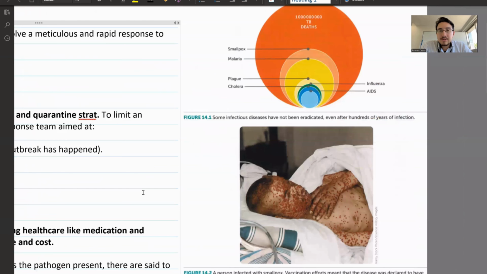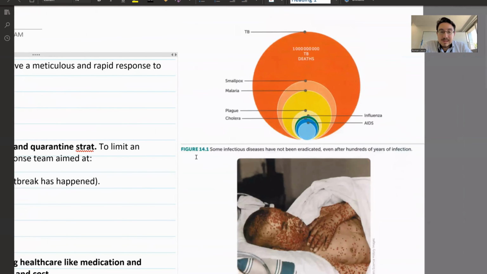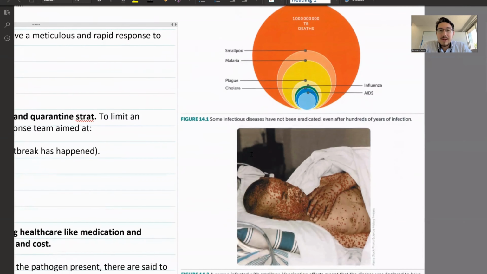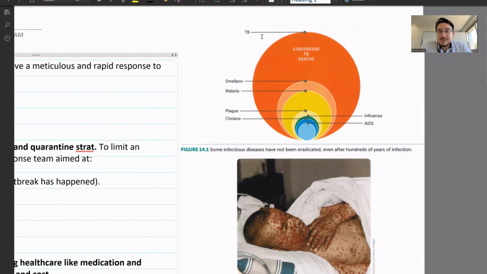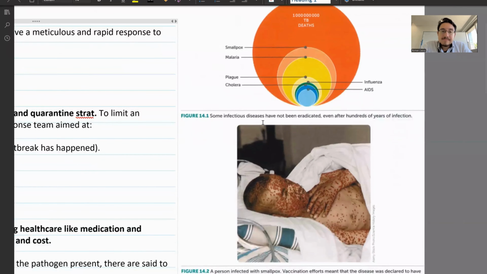Tuberculosis, if you take a look at this little graph here, you have some infectious diseases that have not been eradicated. Like I mentioned before, even after hundreds of years of infection, tuberculosis is the leading one. Cholera, you have AIDS, which nowadays has been really reduced. Influenza, malaria, smallpox, and so forth. So this little circle chart is showing the volume of deaths.